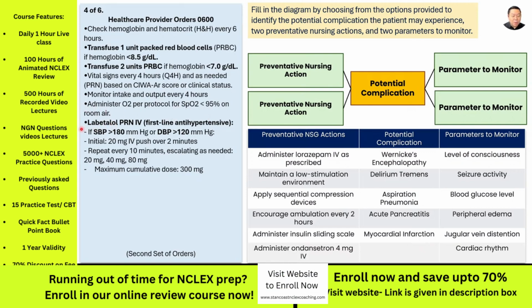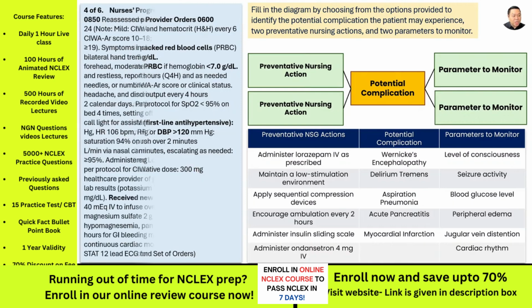Labetalol PRN IV, first-line antihypertensive, if the systolic blood pressure is greater than 180 or the diastolic blood pressure is greater than 120. And so the initial dose would be to give 20 milligrams IV push over 2 minutes. Repeat every 10 minutes, escalating as needed. So we have the doses of 20 milligrams, 40 milligrams, 80 milligrams, with a maximum cumulative dose of 300 milligrams, and that's for every 24 hours. So let's proceed here with the next information in the chart.